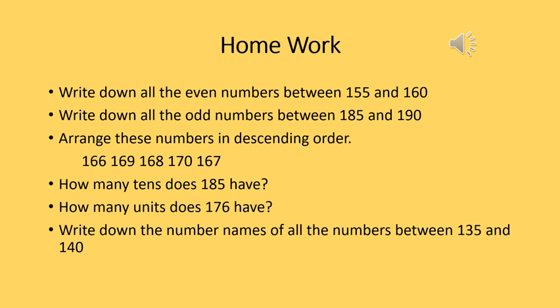For your homework today, you are going to write down all the even numbers between 155 and 160. You're going to write down all the odd numbers between 185 and 190, because you now know what even numbers are and what odd numbers are. You will be rearranging the numbers in descending order and rewrite them in your book. You are going to tell me how many tens does 185 have? You're going to tell me how many units does 176 have? And the last question is that you are going to write down the number names of all the numbers between 135 and 140. Have a great day.